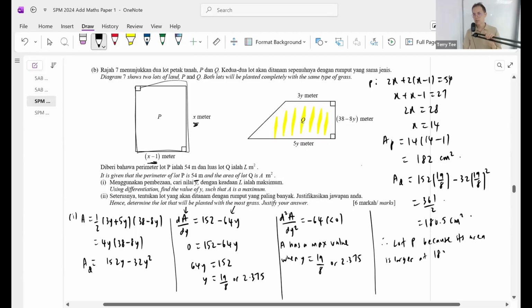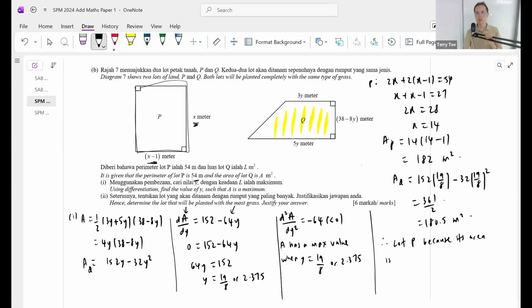At 182 cm, sorry, I've been writing cm. It is actually meter squared. This is meter. Because its area is larger, if you take 182 minus 180.5, you get 1.5. So it is 1.5 square meters larger than lot Q. Maybe I should write that, take the difference out. 182 minus 180.5 is 1.5.